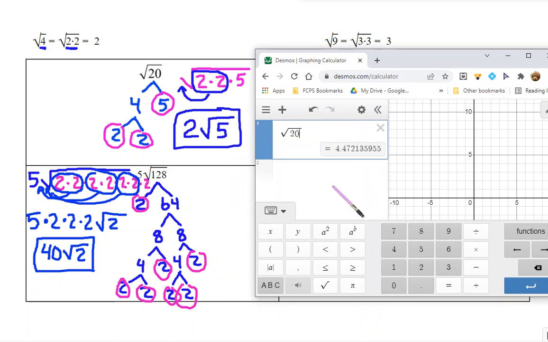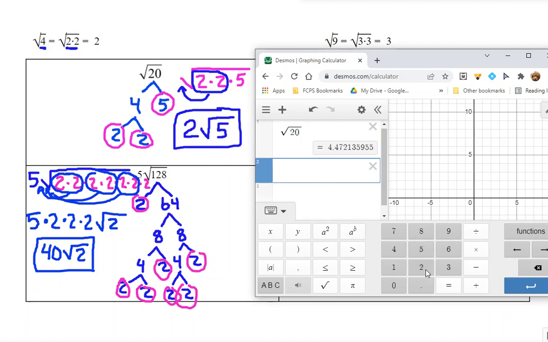So if I type in square root of 20, that gives me a big long decimal like that, right? That's why we simplify it, because this is an exact answer, whereas this, we can't get an exact answer because this decimal goes on forever. But I can check my work by typing in this right here. I can do 2 square root 5, and I should get that same exact decimal, which I do, right?